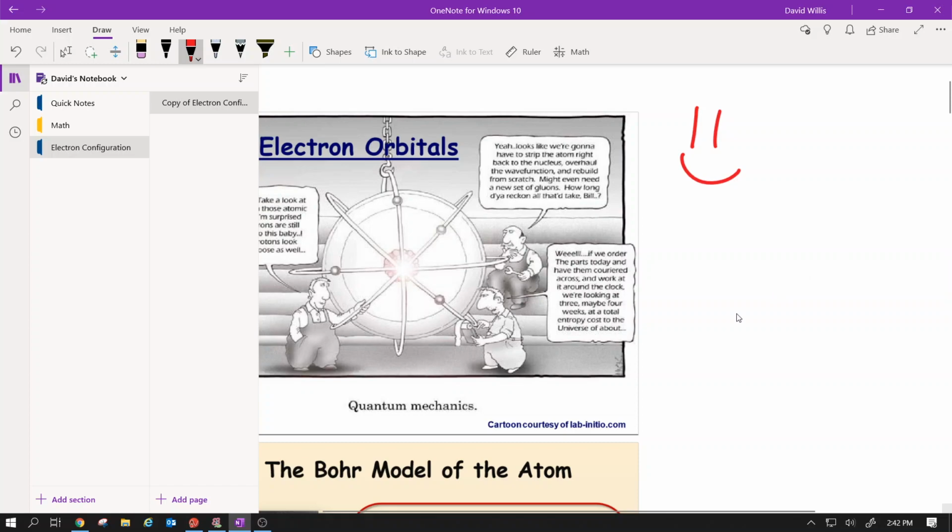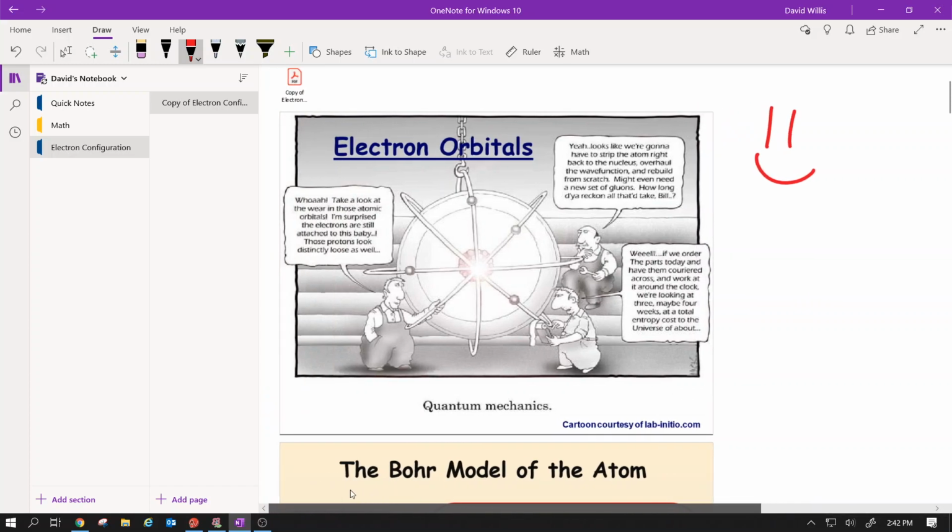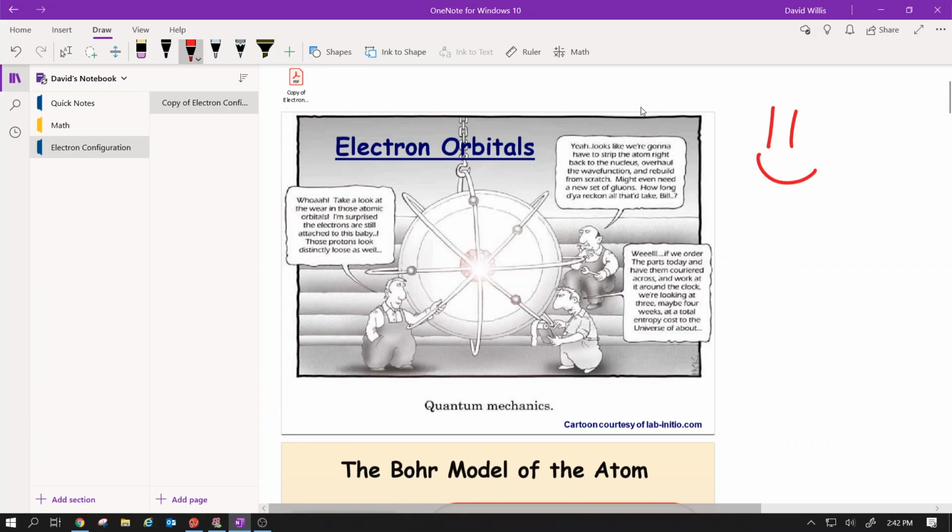But we'll make it a little bigger. Now, this first part you don't have to read. It's just a silly cartoon. It's the idea that we have quantum mechanics, and they're just talking like car mechanics. Well, if I ordered the part today, then we could probably get it. And yada yada. So that's just a silly cartoon. But that's okay. We need silly cartoons every once in a while.